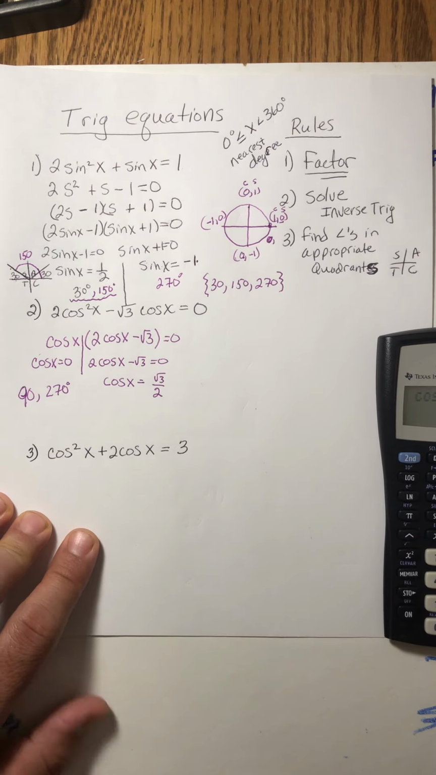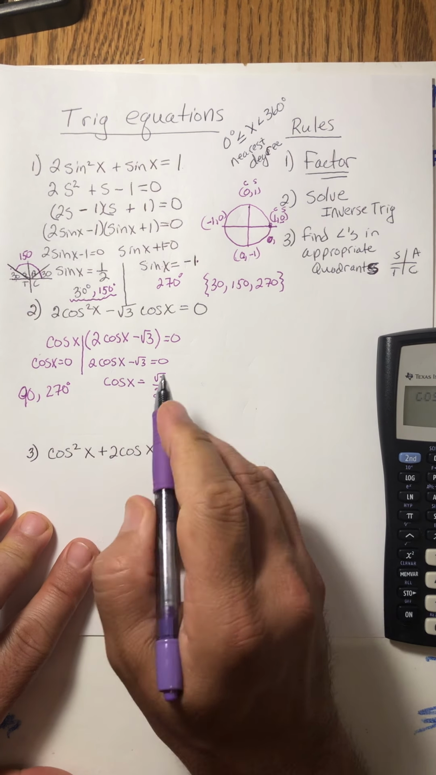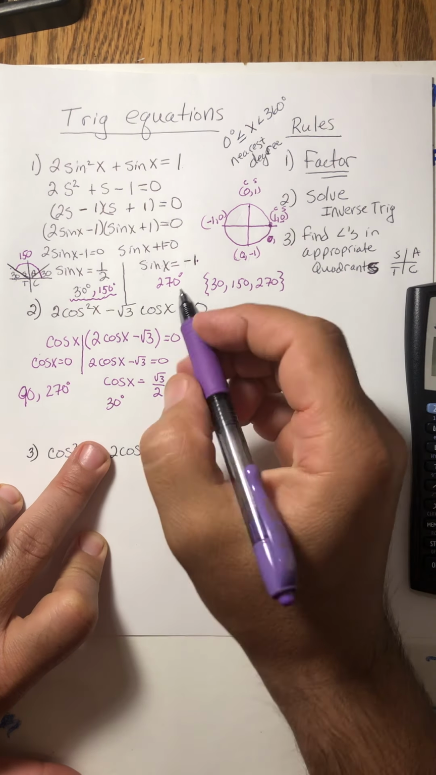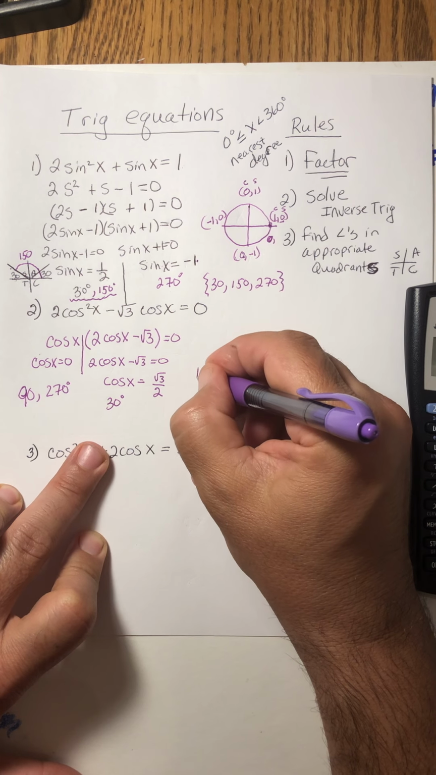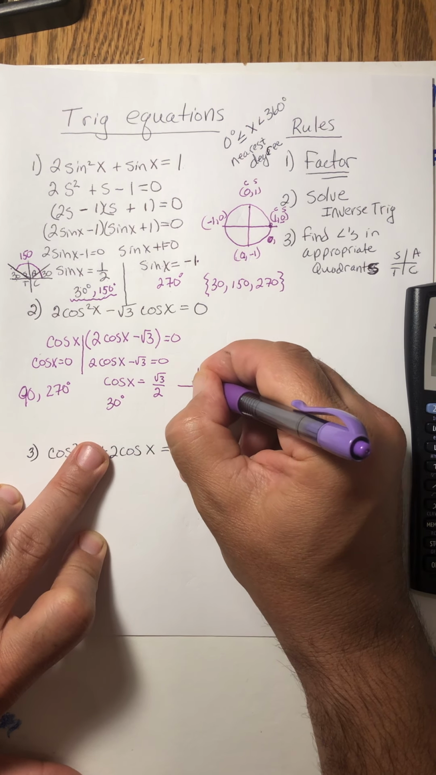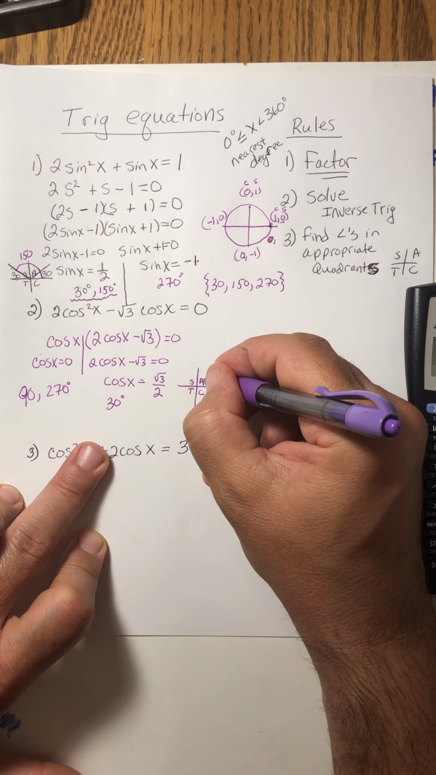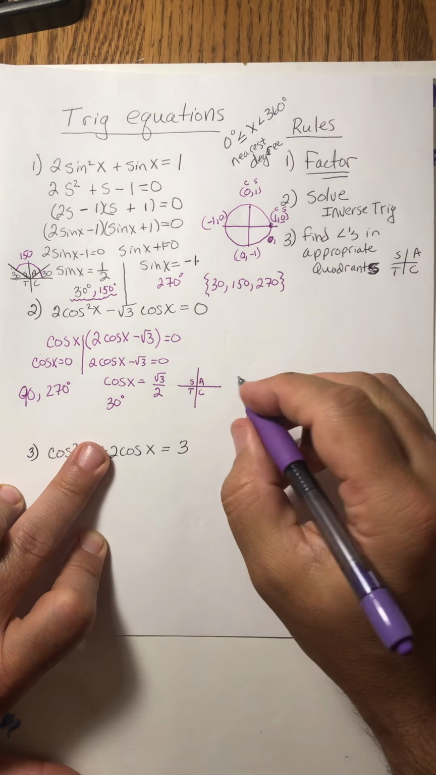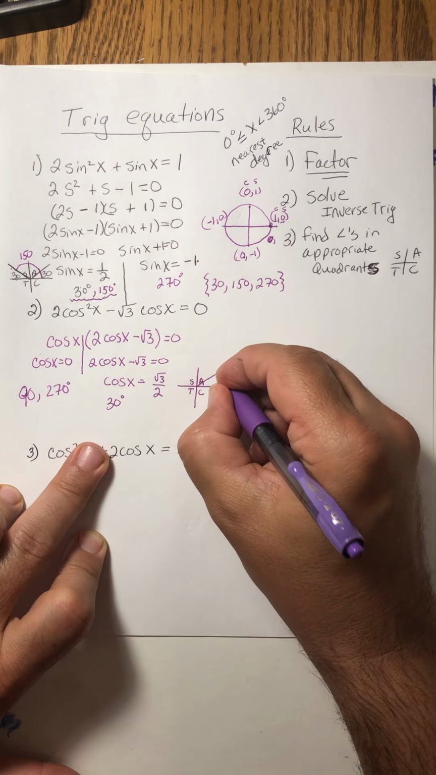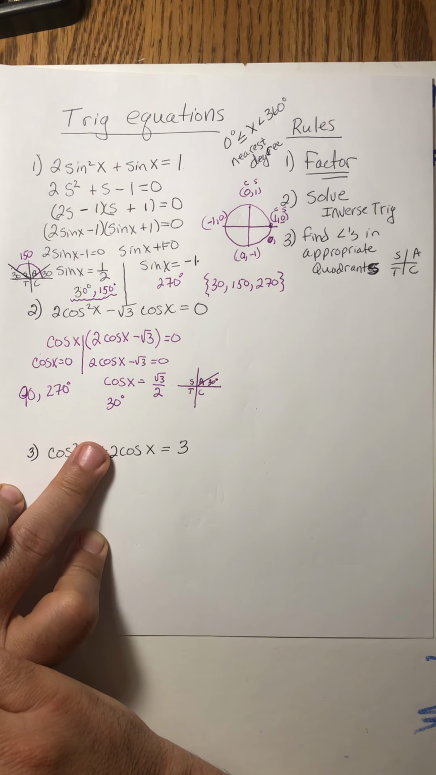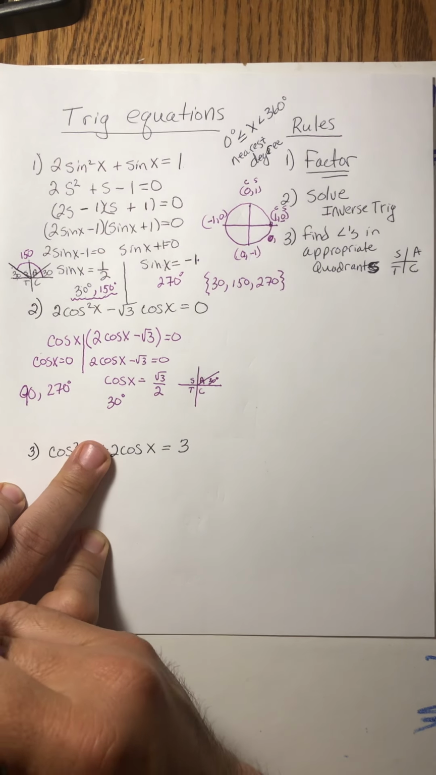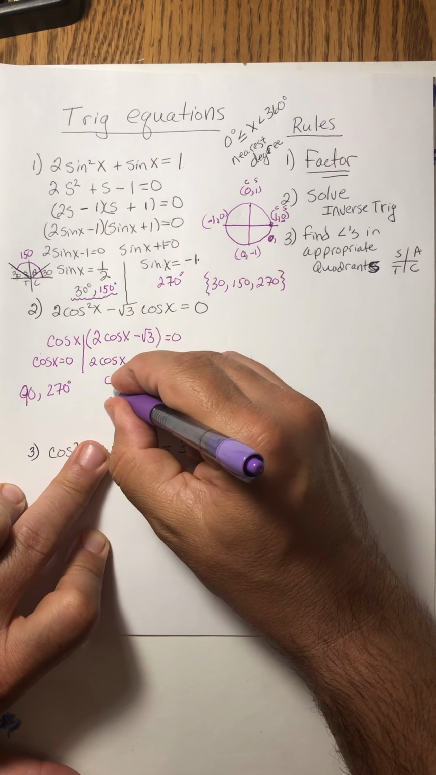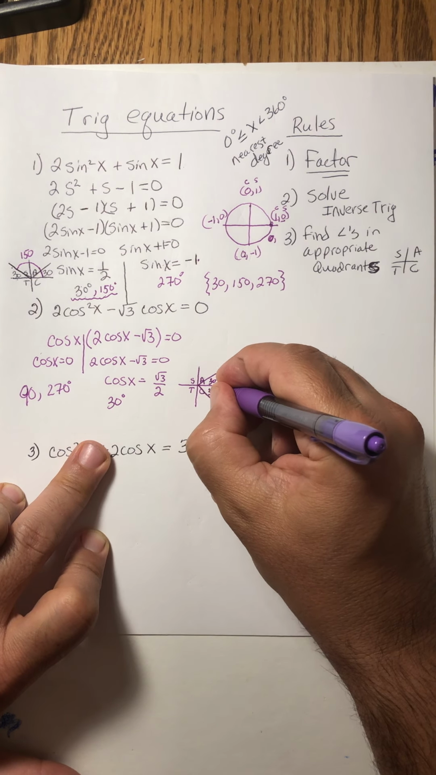Now, notice this answer is positive. So this is 30 degrees. Okay? Where else is cosine positive? That's when you're going to draw your little diagram, if you need to, your A, S, T, C. Remember, all are positive. Sine positive, tangent positive, cosine positive. 30 degrees is in the first quadrant. And now, where else is cosine positive? Cosine is positive in the fourth quadrant. So that means 30 degrees is the reference angle in the fourth quadrant.